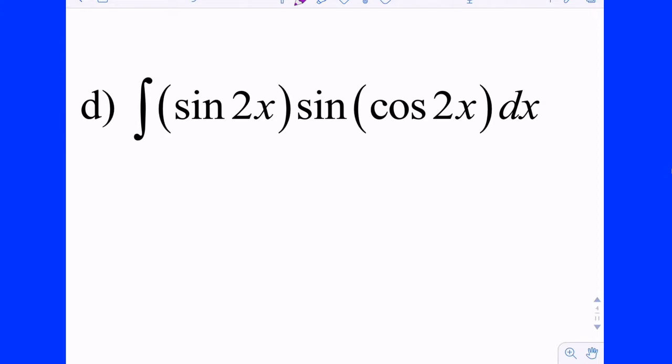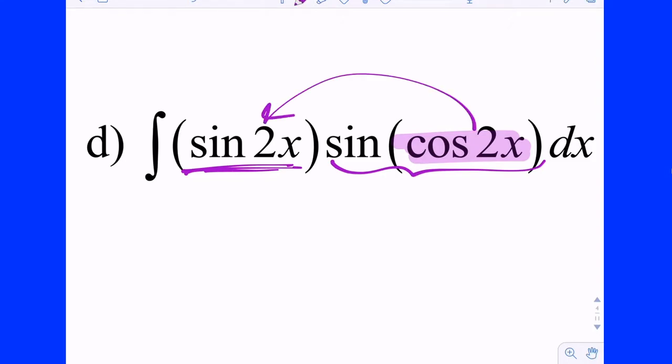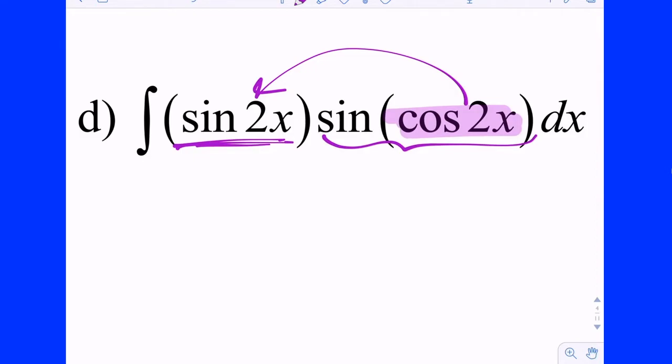Sine of 2x times sine of cosine of 2x. Whoa. Here's one factor. Here's the other factor. The second factor looks more complicated, right? So it's going to be the one that has the inside function, which is cosine. We're off by a -2. Surprise, surprise. There's no rider in this case. That's kind of surprising. So we just have the correction, and now the sine of 2x right here gets packaged up.